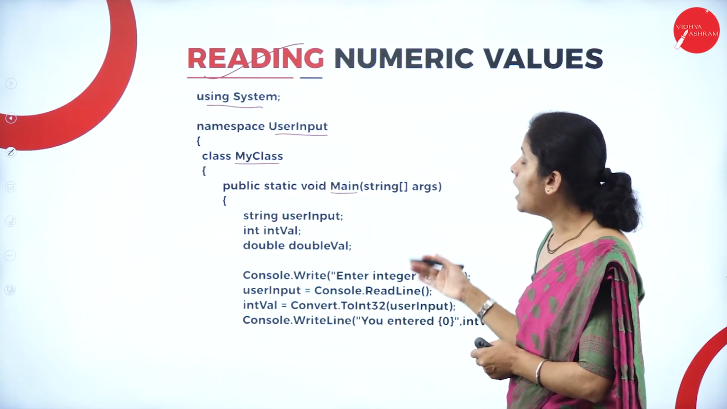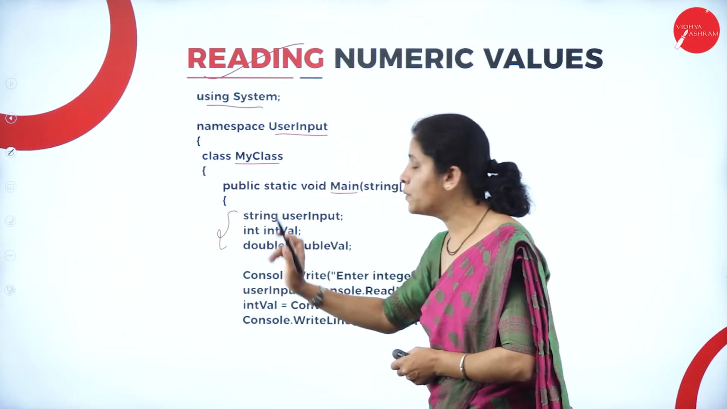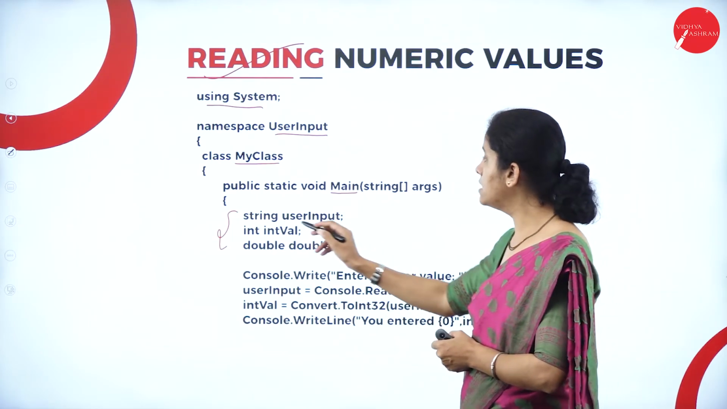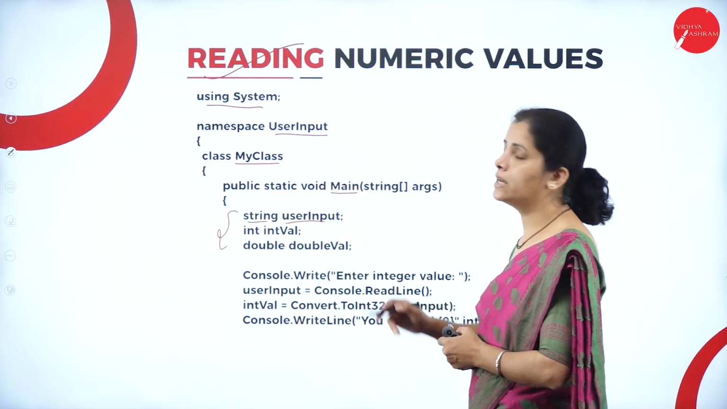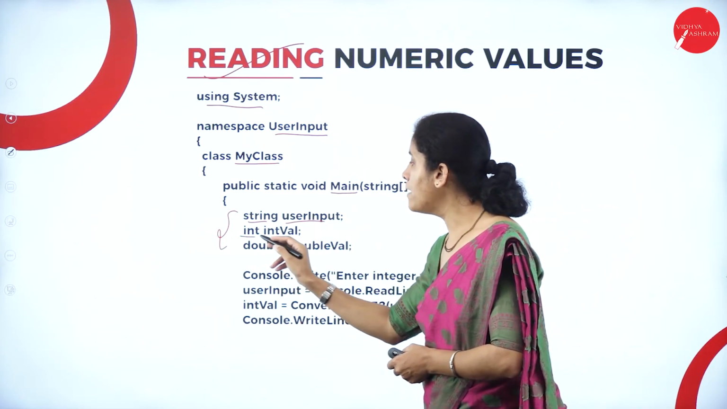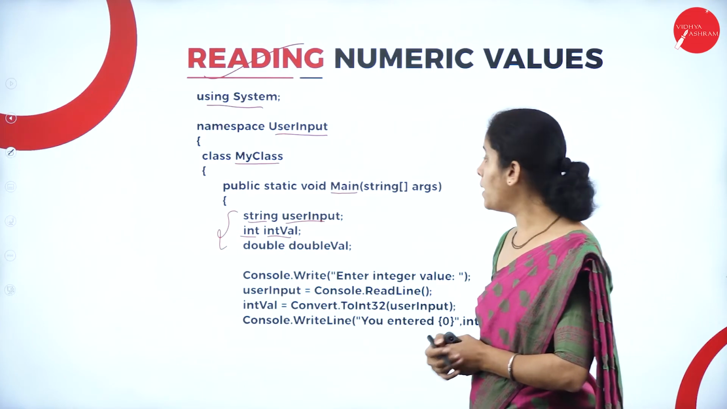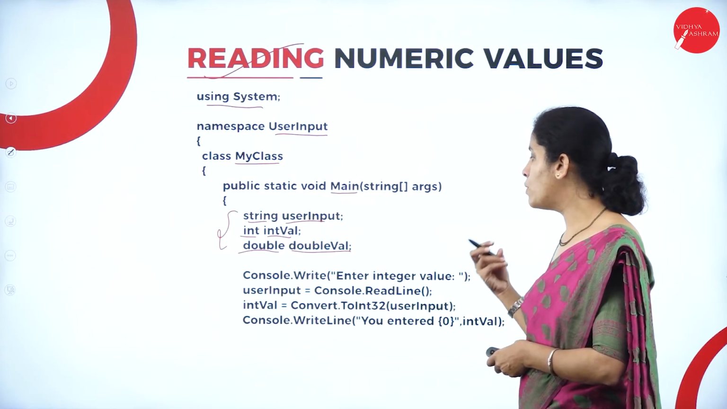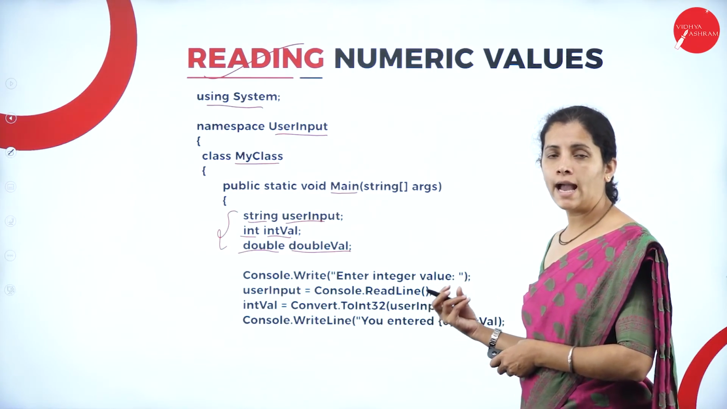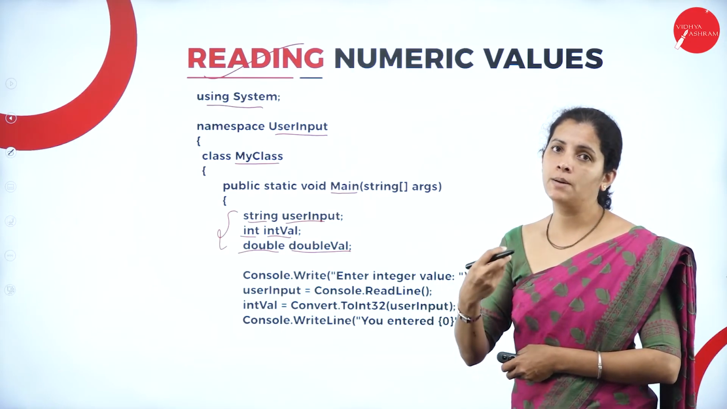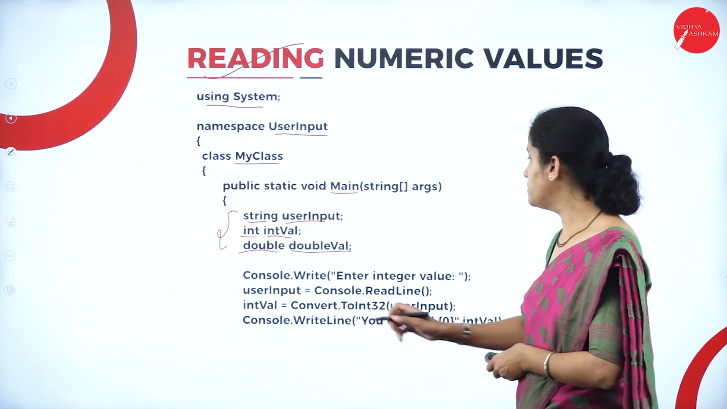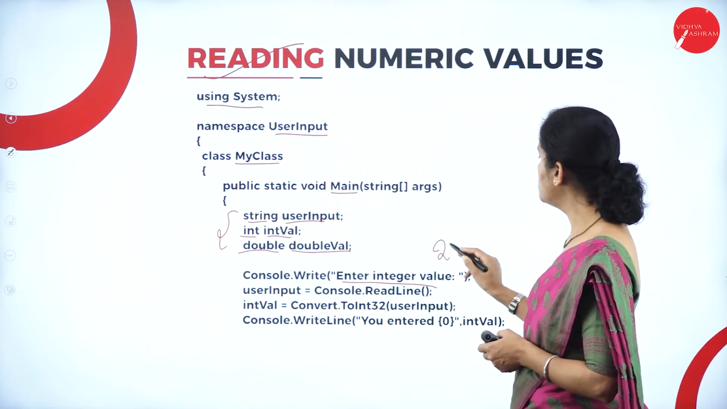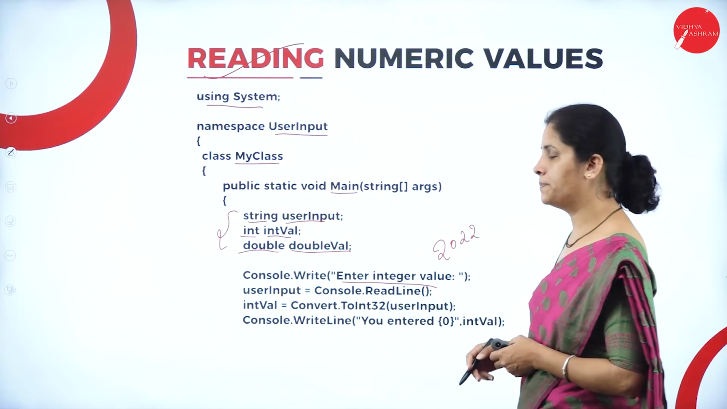Now, here I have 3 variables, each of a different type. See here, I have string userInput, an integer, that is intValue, and a double, that is doubleValue. What I want to do is read the input. For that, I want to display a message to the user. The message is: enter integer value. For example, say it is 2020.